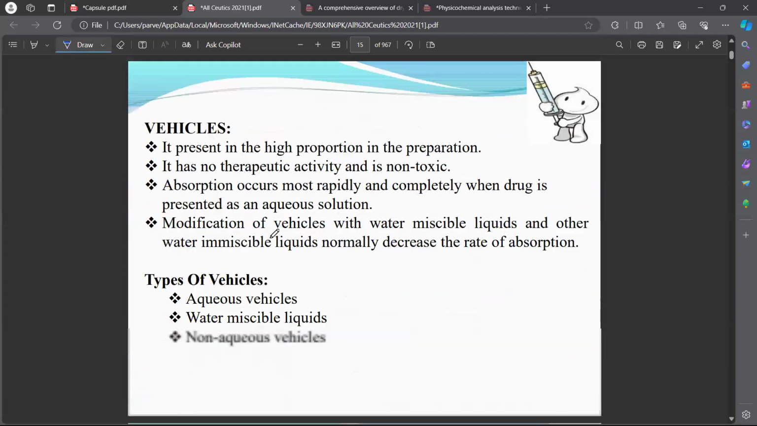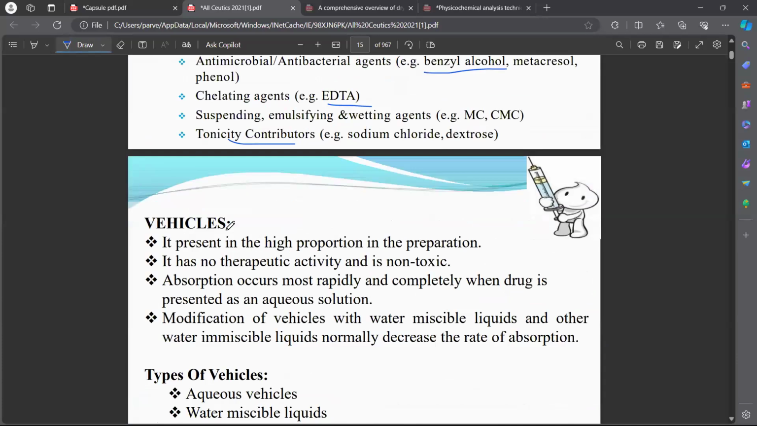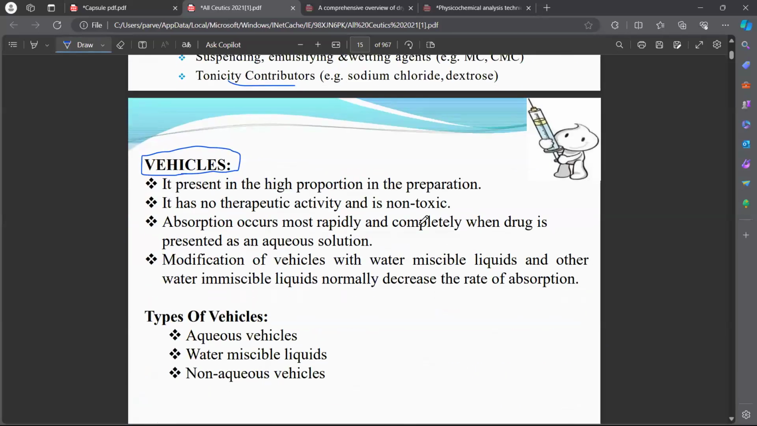So coming to vehicles, as I mentioned, the majority of the weight of a solution is vehicle. In small volume parenterals, multi-dose, preservatives are required, because many times you have to take the drug and administer it, during which microbial growth can occur. To avoid that microbial growth, preservatives are added in the small volume parenterals.